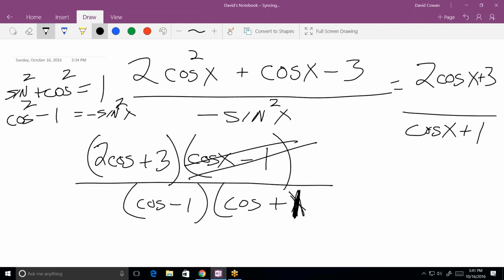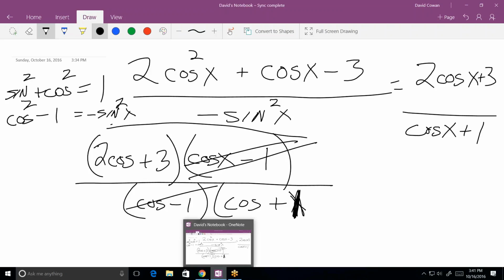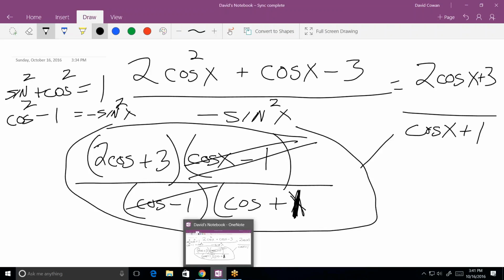Now, that cancels with that, and we're left with what we have on the right side. This is the way I usually do my trig identities. I work down the left side, and once it matches what the right side says, I draw an arrow to it.